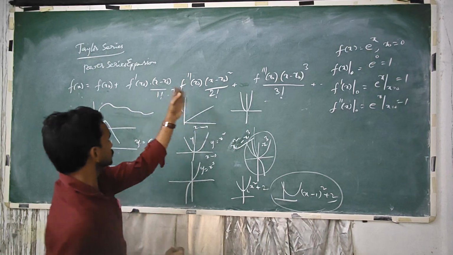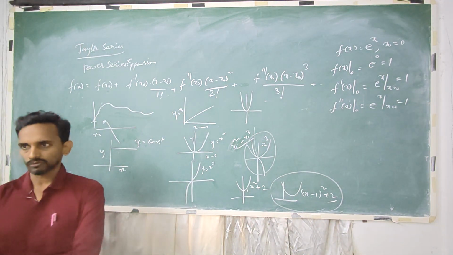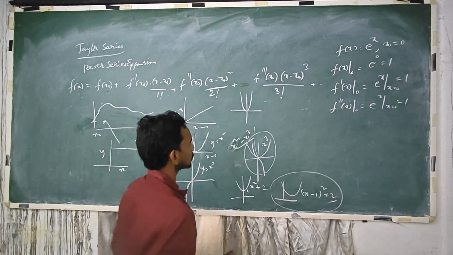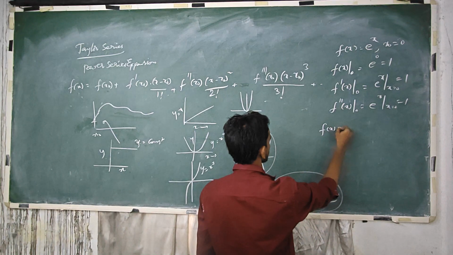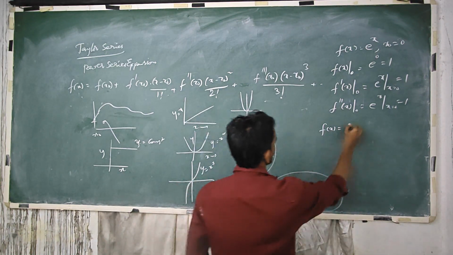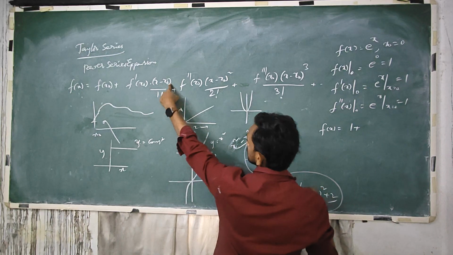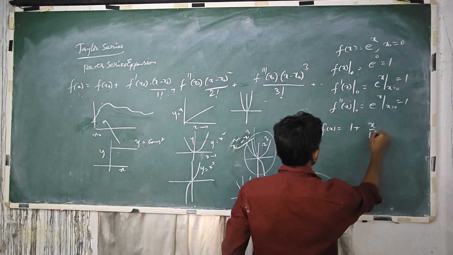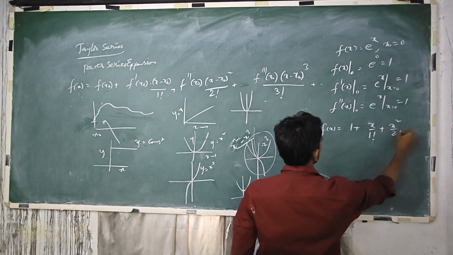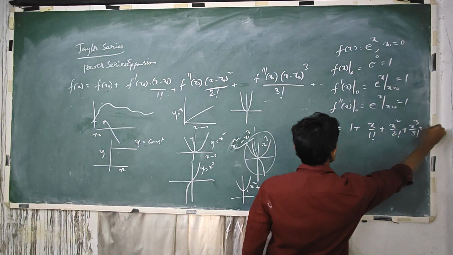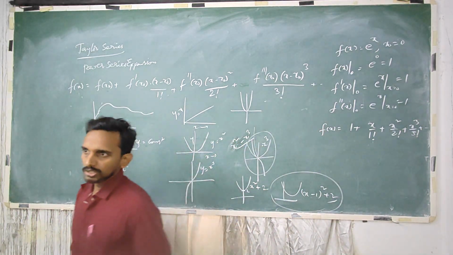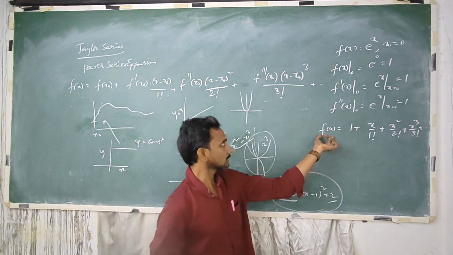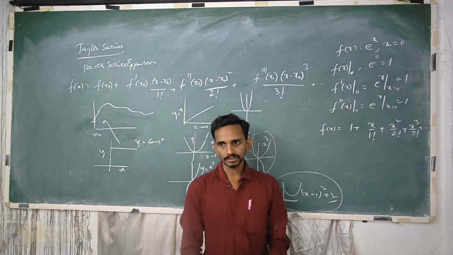So all the derivatives are 1 at that point, at origin. So now the total function becomes what? f of x is equal to 1 plus x0 is 0, f dash x0 is 1, so x by 1 factorial, x square by 2 factorial, x cube by 3 factorial, like that. So, if you substitute these values, you'll get the value of e power x.